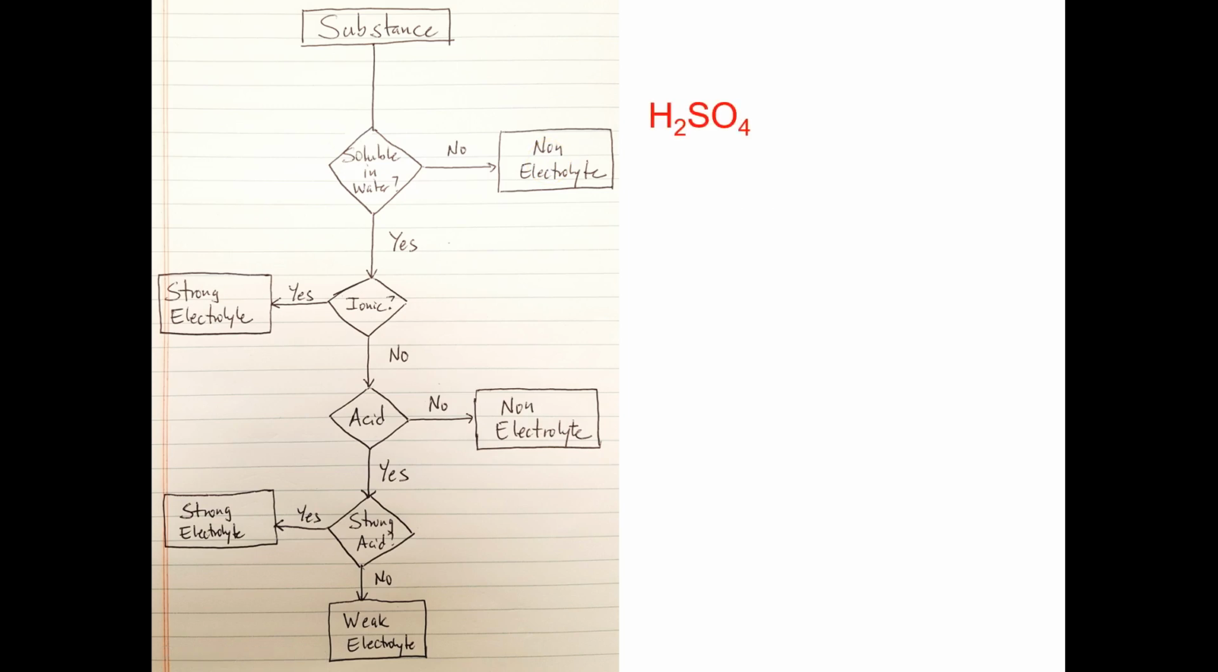The product of our lab reaction, sulfuric acid. Is it soluble in water? It is. Sulfuric acid is soluble in water. Is it ionic? It is not. It's a molecular substance made up entirely of nonmetals. So we're going to keep coming down here. Is it an acid? It is an acid, so we're coming down here. And as it turns out, sulfuric acid is on the list of strong acids, and therefore it's a strong electrolyte.